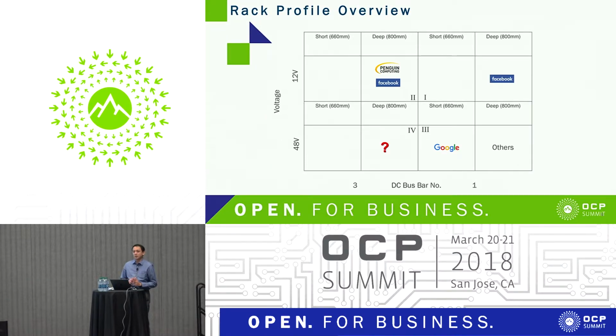If we lay down some major profiles in this chart, you can see in the 12-volt DC space from V1, Facebook and Penguin use the deep depth. And since version 2, Facebook also uses the 1 DC bus bar option. The other big cloud service provider, Google, also started to use OCP, but the 48-volt version with the short depth.